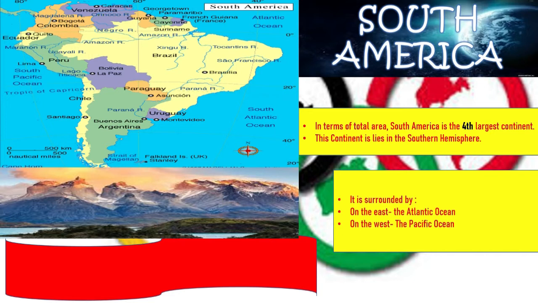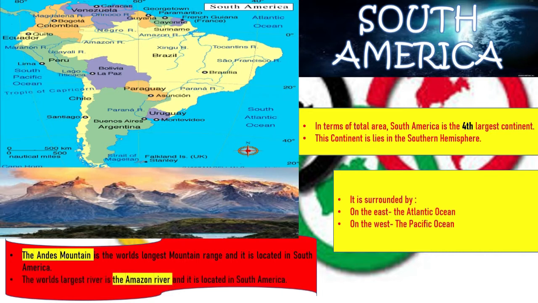Now let us know an important and interesting fact about South America. The Andes Mountain, which is the world's longest mountain range, is located in South America. And also the world's largest river, that is the Amazon River, is located in South America. Now dear students, do not get confused with Mount Everest and Mount Andes, because Mount Everest is the world's highest mountain peak and Mount Andes is the world's longest mountain range.